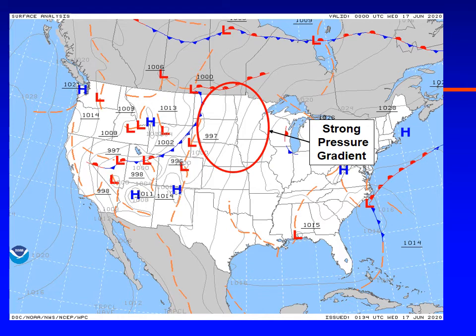Bismarck, similar, with sustained winds greater than 20, but the gusts are up into the 30s, as is at Fargo, also gusting into the 30s and upper 30s. And at Grand Forks, the winds are gusting up into the mid-30s.